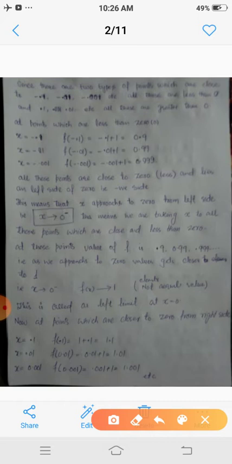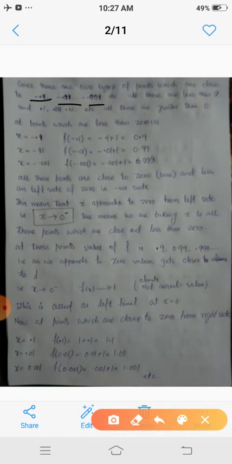Now the points from the left side are slightly less than 0, like if we have minus 0.1, minus 0.01, minus 0.001, and so on. All these points are less than 0, but they are very very close to 0. Similarly, if we have points like 0.1, 0.01, 0.001, these are points which are greater than 0 and which are very very close to 0. Now at these points the function is defined, so we can find the value of the function at these points.